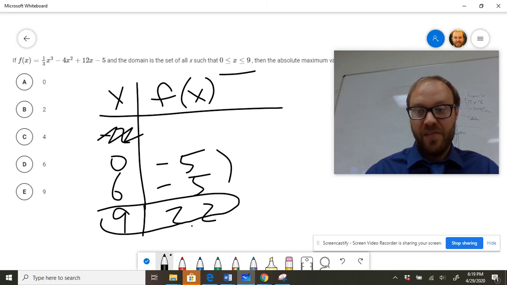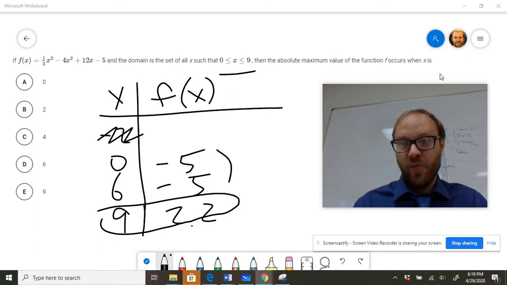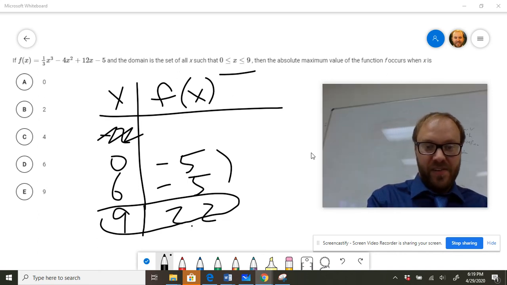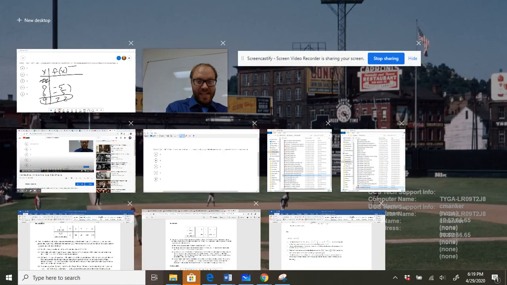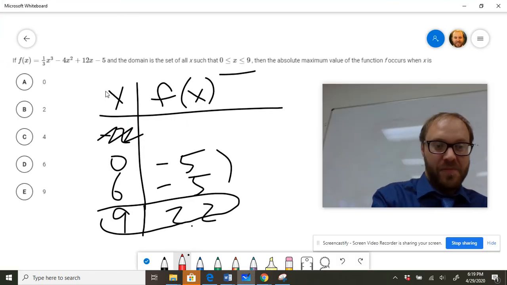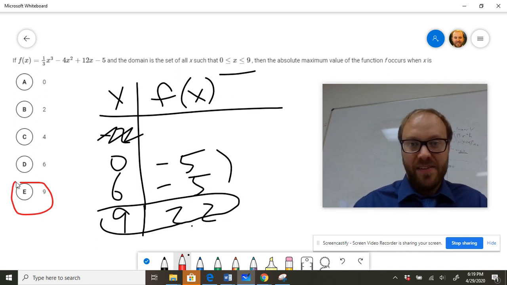Now be careful. If they ask you for the maximum value of the function, the maximum value of this function is 22 on that interval. That is the highest output value that you're going to get for that function on the interval. But if you read the question carefully, it says that the maximum value occurs when x is what value? And of course, in this case, it's going to be when x is equal to 9. So that's going to be option E, and that is our final answer.